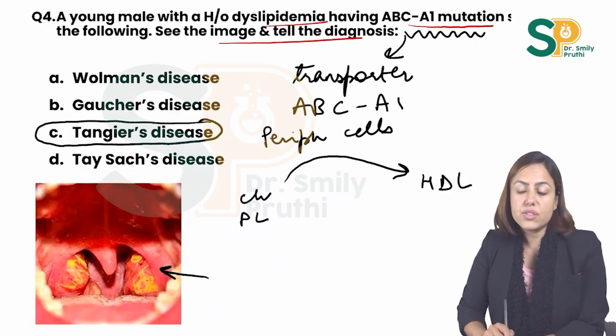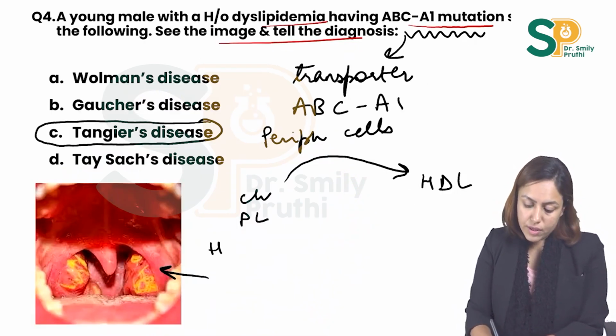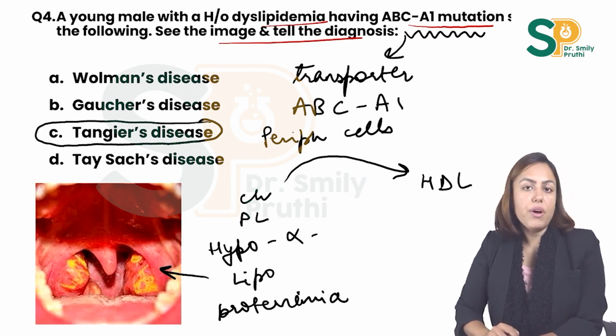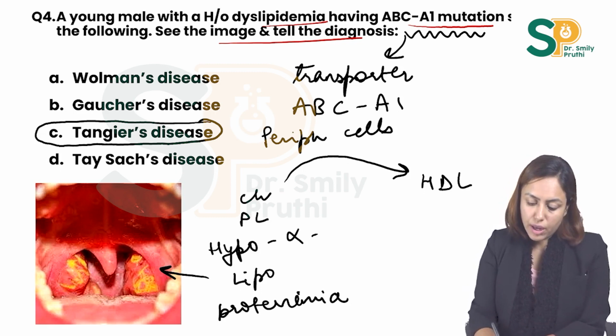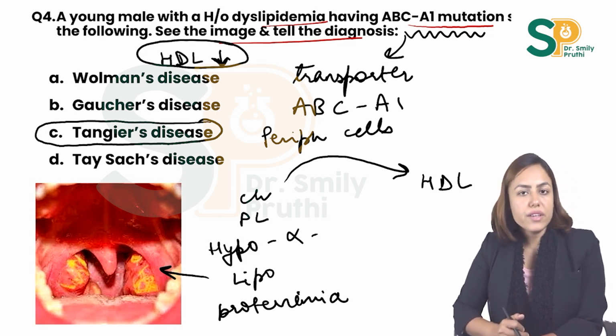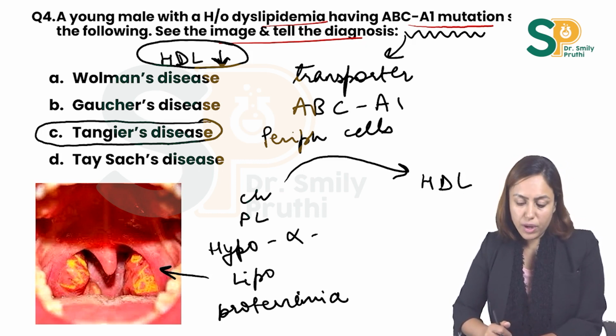Also, Tangier disease is known as hypo-alpha lipoproteinemia, because alpha lipoprotein is HDL. HDL will not be properly formed in this case. So there is decreased HDL or decreased alpha lipoprotein, right?